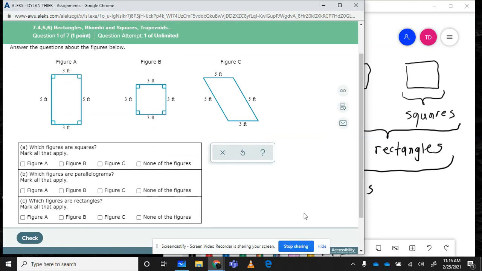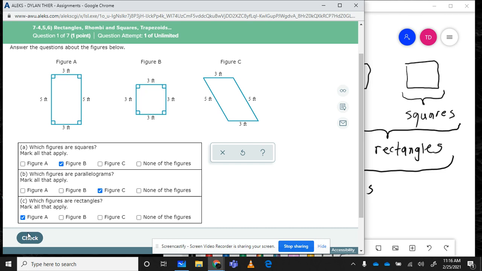Okay, so in this first one, they're asking us which figures are squares. So basically on this one, it should be pretty straightforward, like figure B is a square. Which ones are parallelograms? Well, C is the shape of a parallelogram. And which ones are rectangles? Well, A looks like a rectangle.